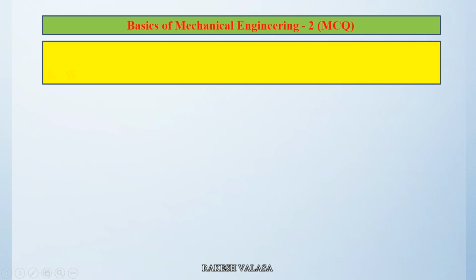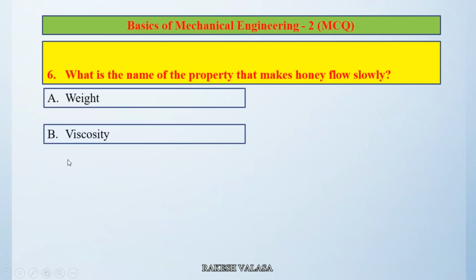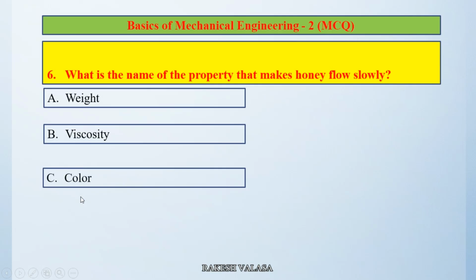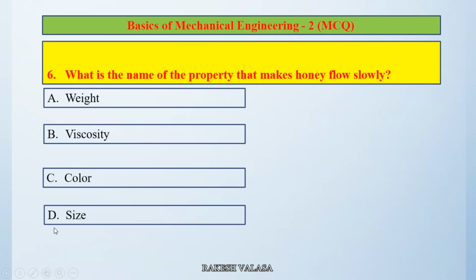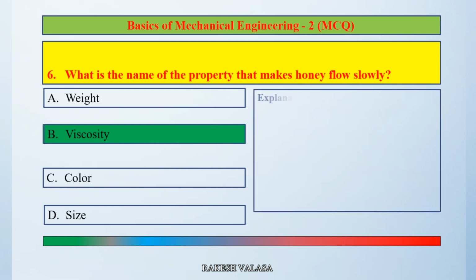Question number 6. What is the name of the property that makes honey flow slowly? Option A, weight. Option B, viscosity. Option C, color. Option D, size. The correct answer is option B, viscosity. Let us see the explanation.